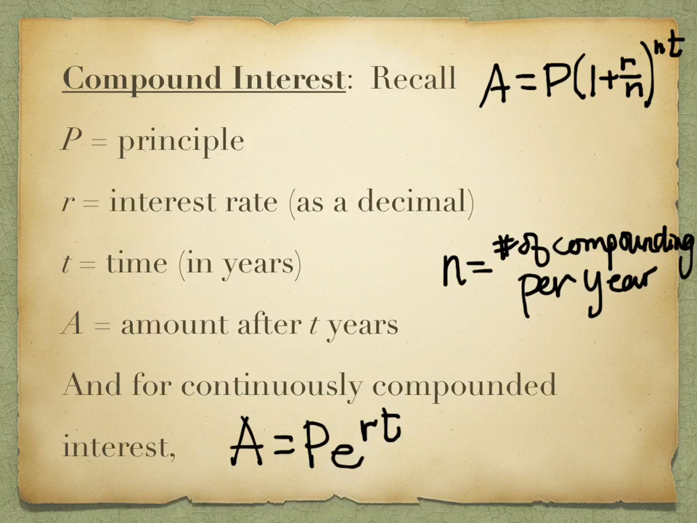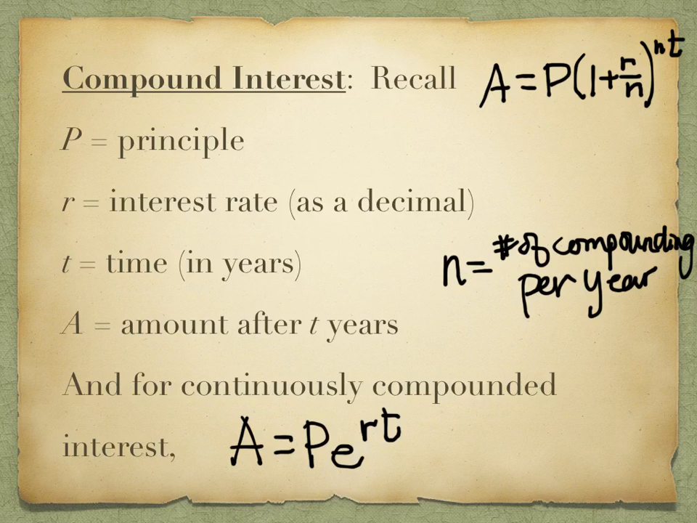N is the number of compoundings per year. The reason that it doesn't show up in this formula down here is because it says it's continuously compounded, which means all the time, right? Continuously, all the time. When it shows up in the first formula, that's when you have things where it says compounded monthly. So N would be 12. Thank you, 12 times a year. Monthly means 12 times a year.